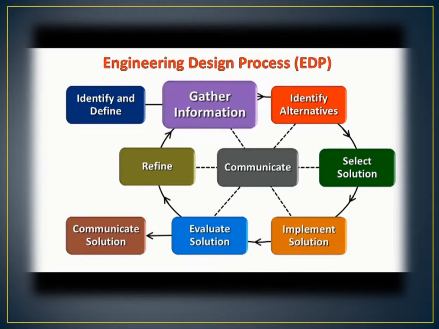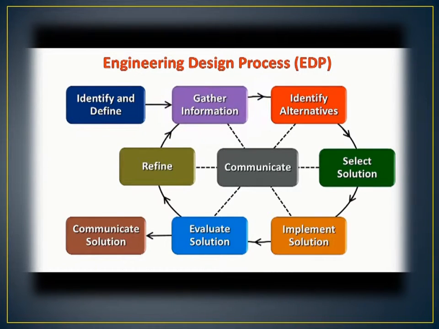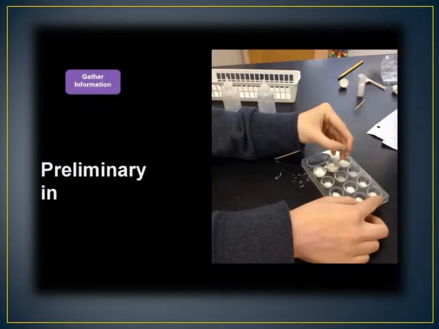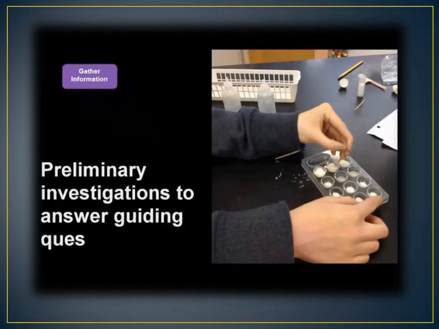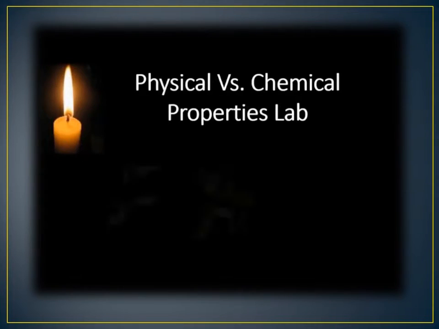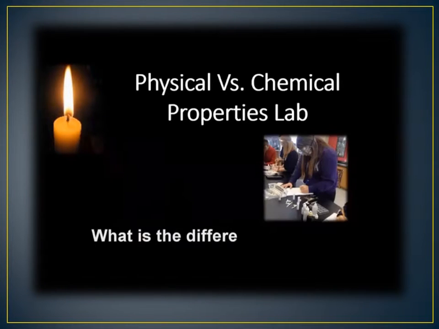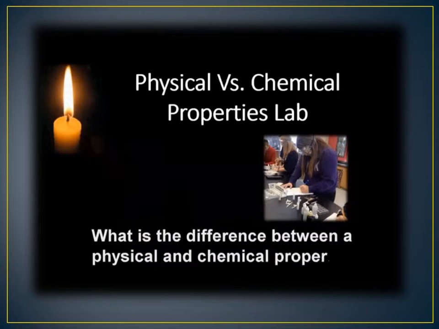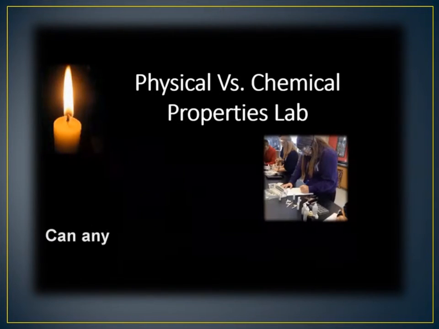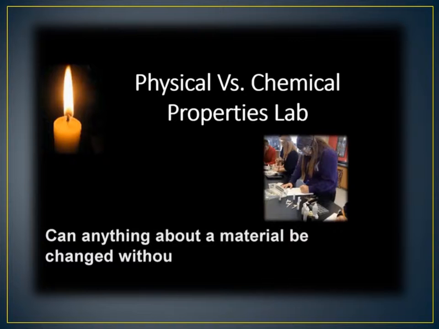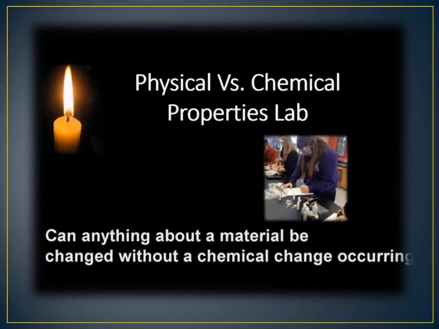This requires research from the internet, speaking with experts, and may involve preliminary tests like measuring water quality parameters or stresses on a building element. Preliminary investigations to answer guiding questions. Physical versus chemical properties lab. What is the difference between a physical and a chemical property? Can anything about a material be changed without a chemical change occurring?